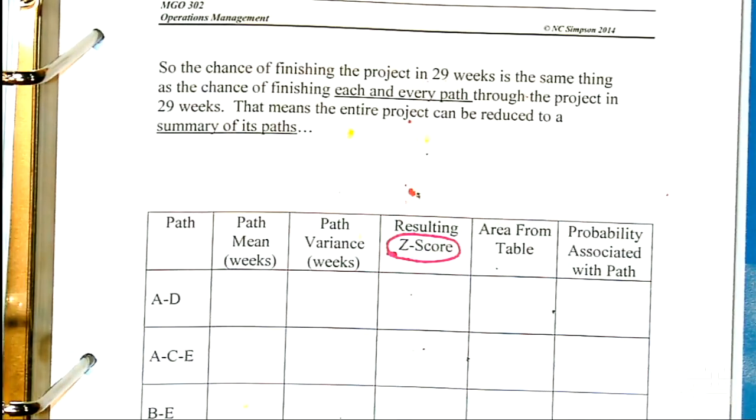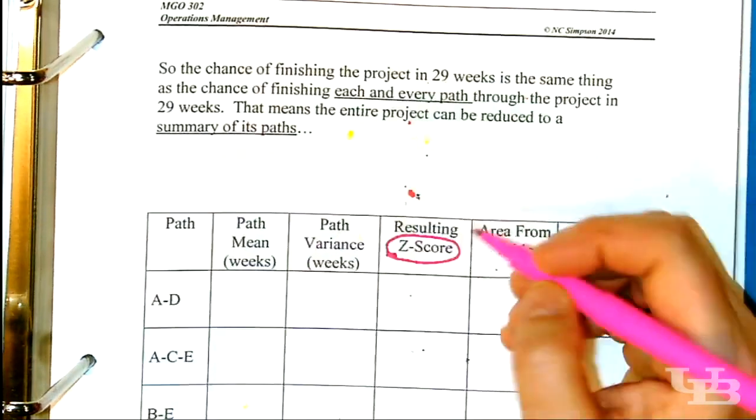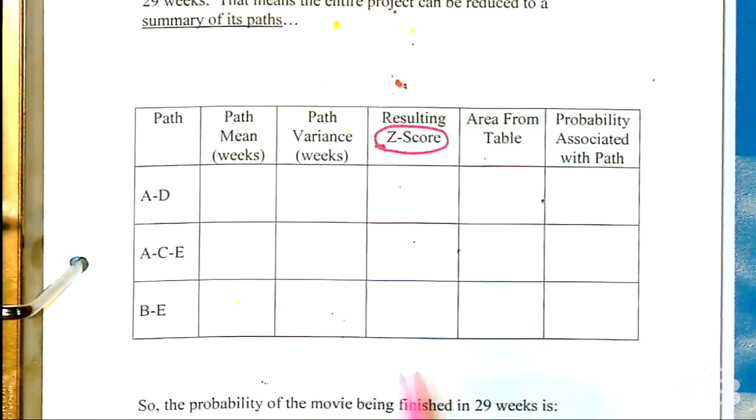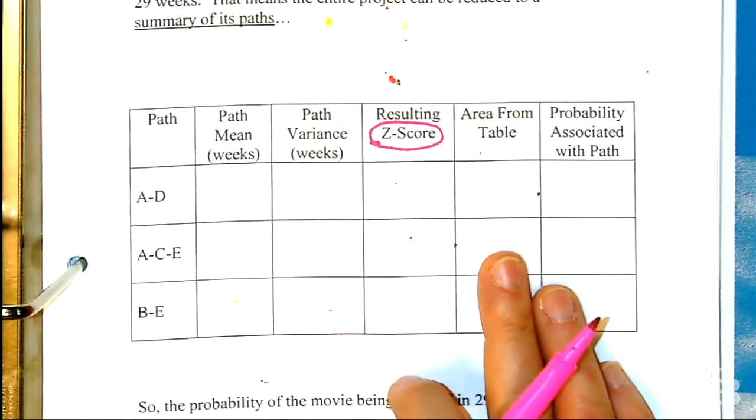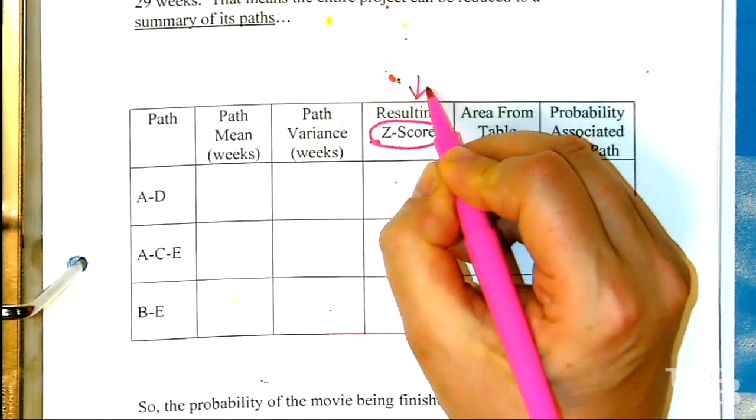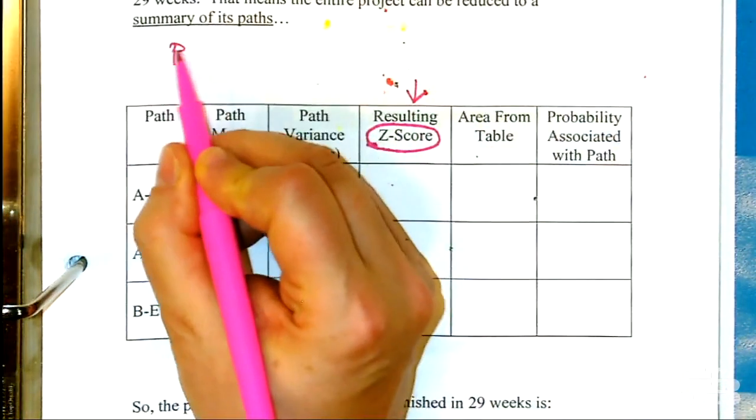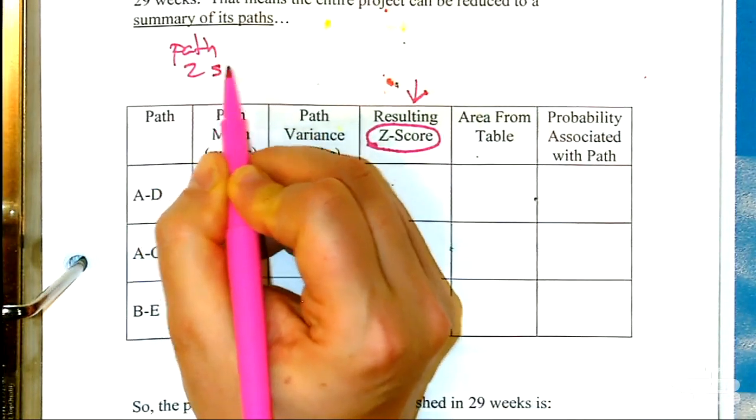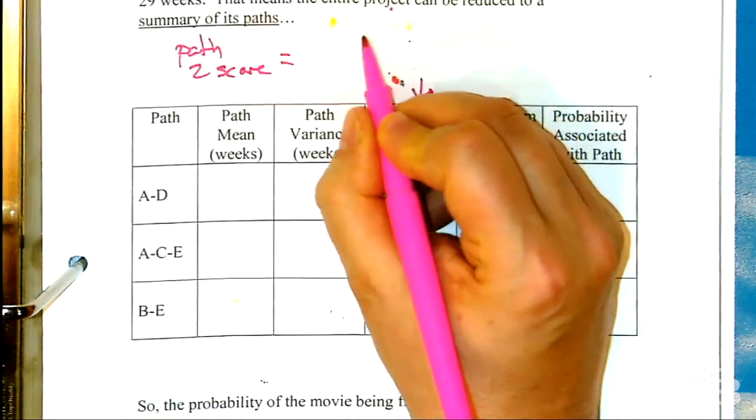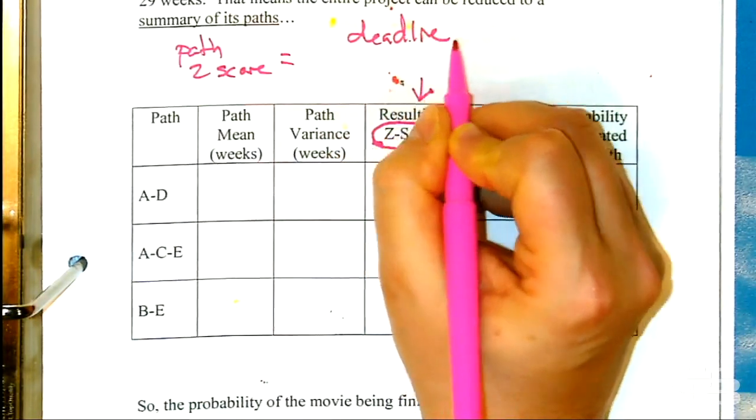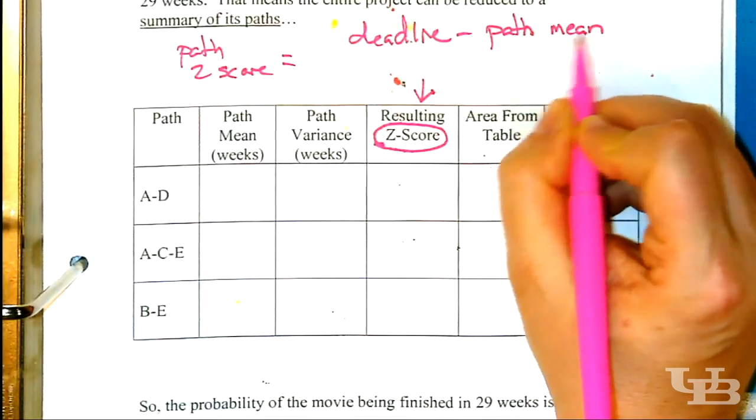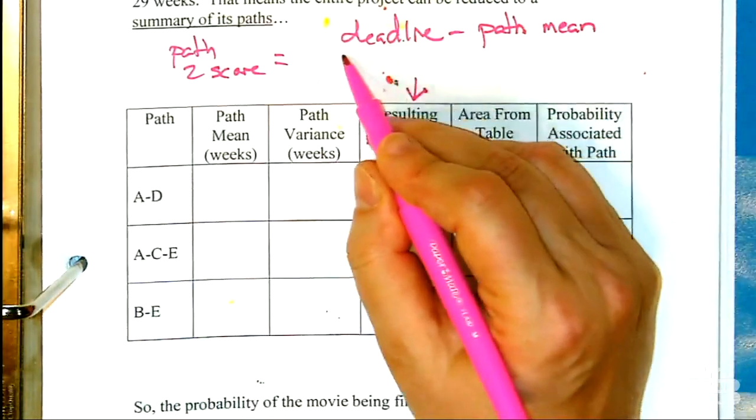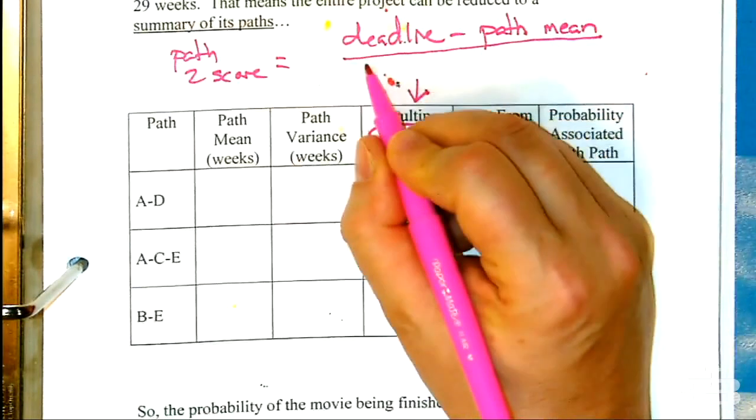Here's our problem. It says we have to fill out this table. We didn't have to draw this. I was just trying to motivate the theory behind it. What we have to do is fill out this table, and this table wants a thing called a z-score. Path z-score equals the deadline minus the path mean, or expected value. Mean is just shorter to write, so I'm writing that. Divided by the path standard deviation.